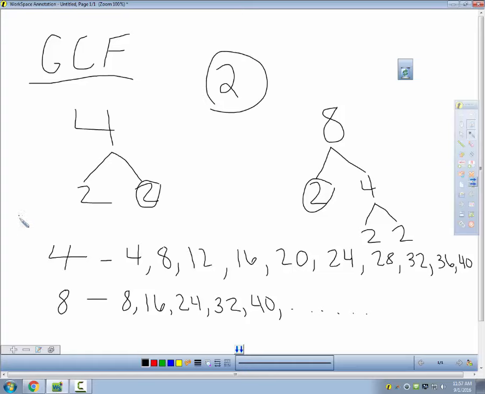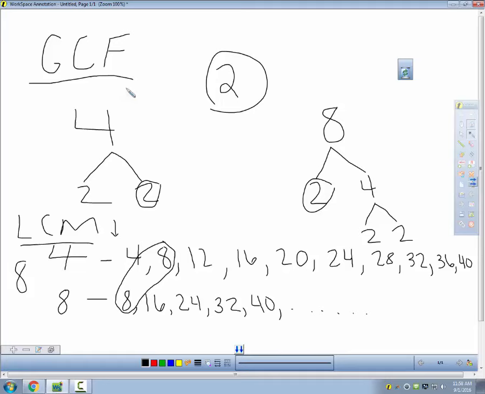When you're working with least common multiple, this is where this step would come in. So you would list your multiples. Your least common multiple of 4 and 8, if you look at them, they want the least number, not the greatest. So the least number that is in 4 and 8 is 8. So that would be my least common multiple, or my LCM.